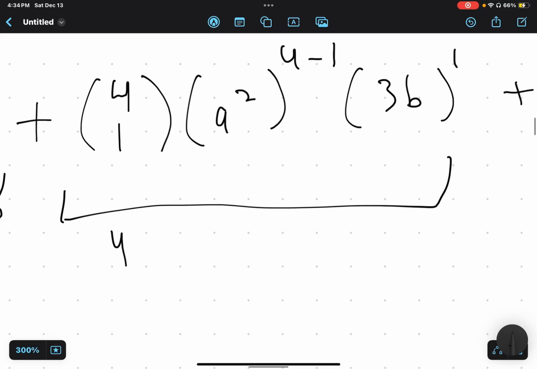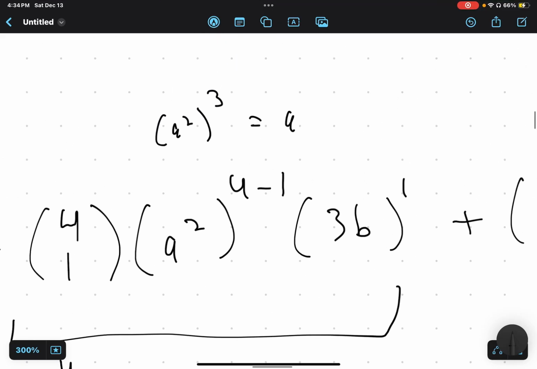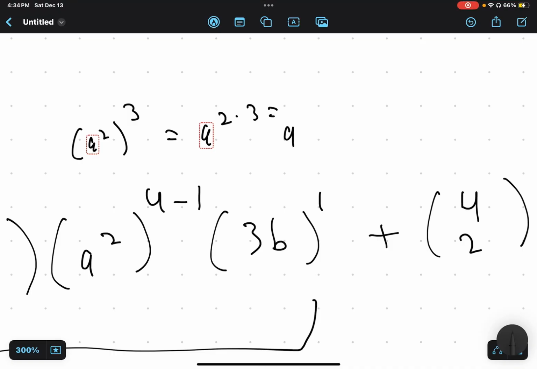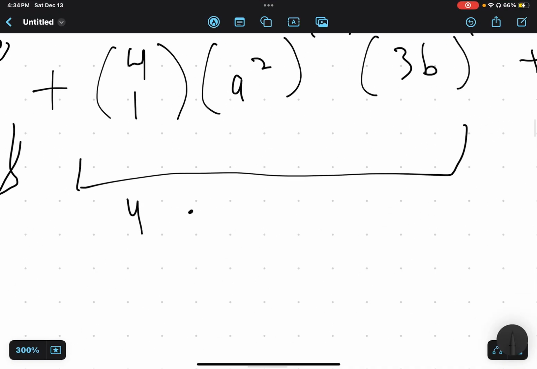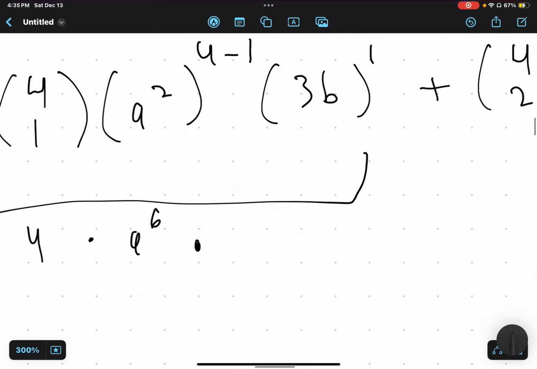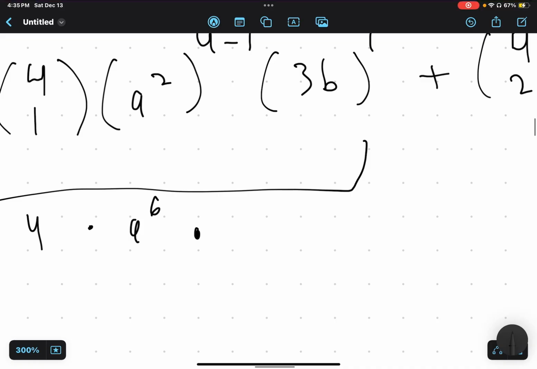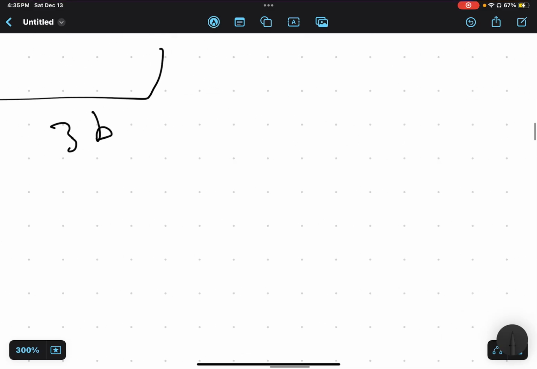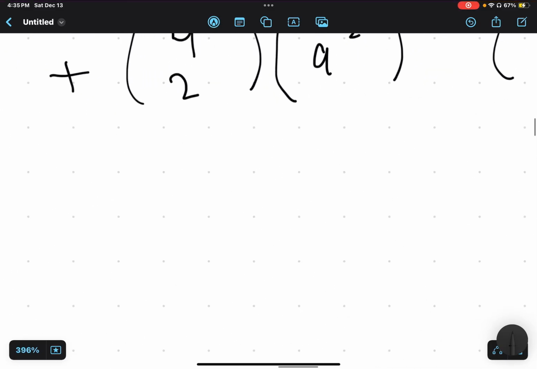What is that? 3. So it's going to equal a to 2 times 3, which is equal to a to the power of 6. So it's going to be times a to the power of 6, because we got now the exponent over there, times 3b to the power of 1, which is just 3. Actually, no, we can kind of simplify it. We're just going to combine them now, rather like this. So 3a to the power of 6.